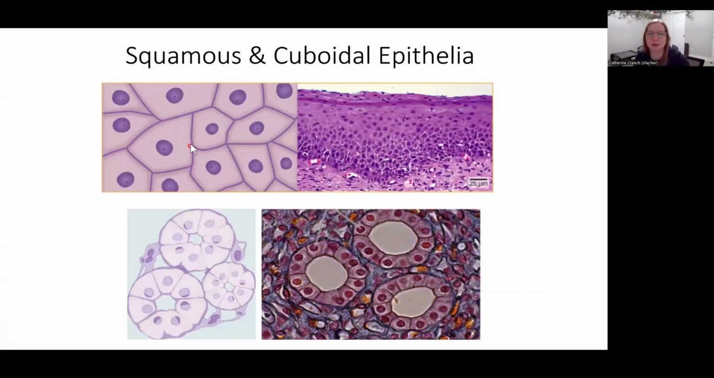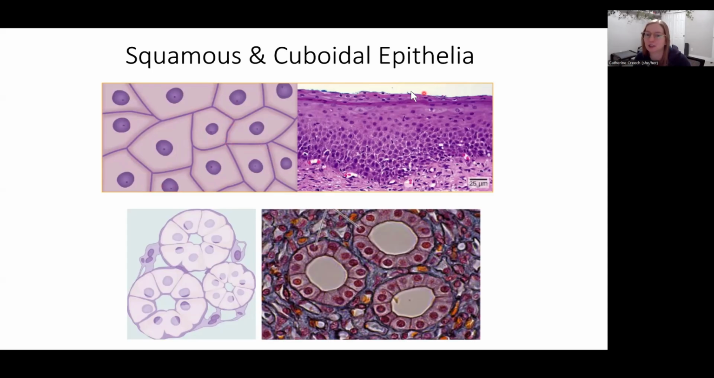Here is our squamous epithelium. This is a simple squamous epithelium. It's just one layer. Kind of looks like a scale, kind of looks like a fried egg. Here's the nucleus in the center. All this tan color is cytoplasm, and then you have your cell membrane as a purple barrier here.